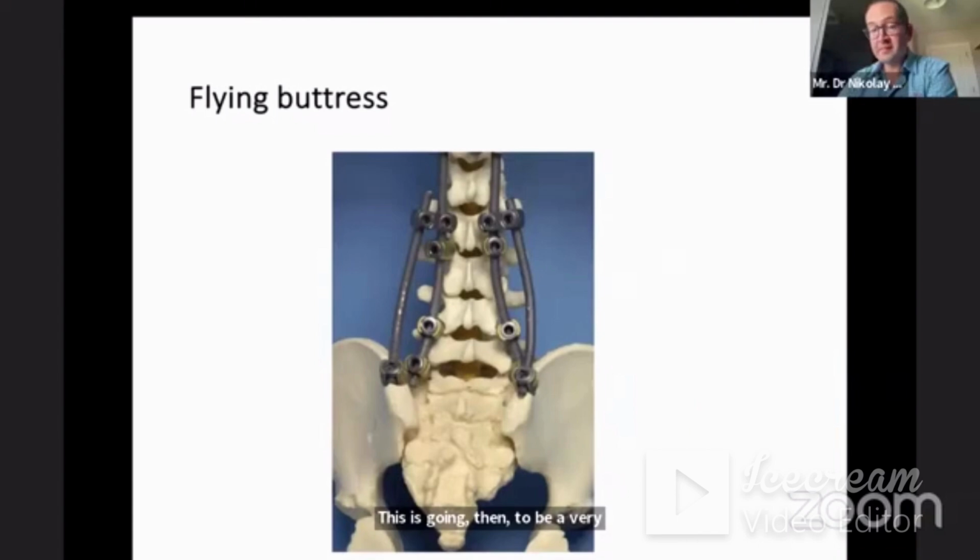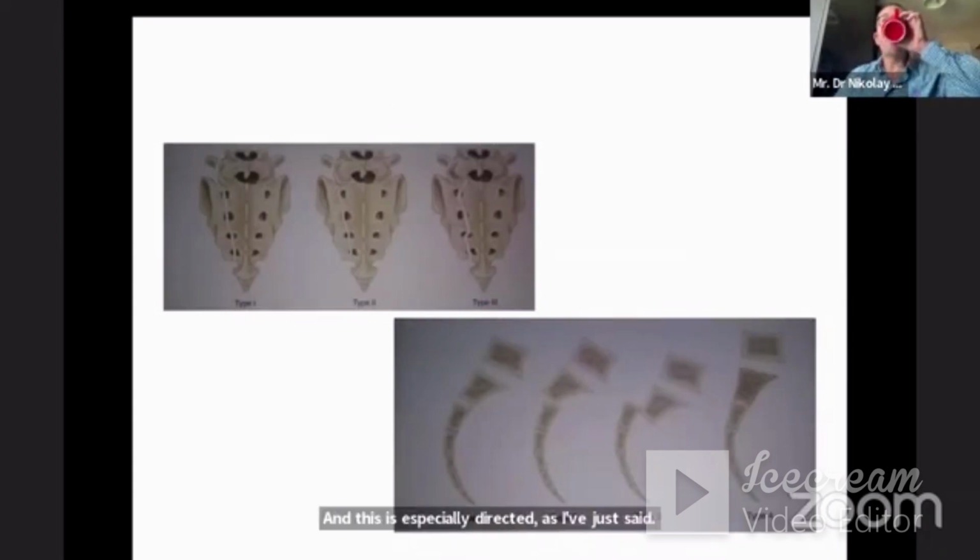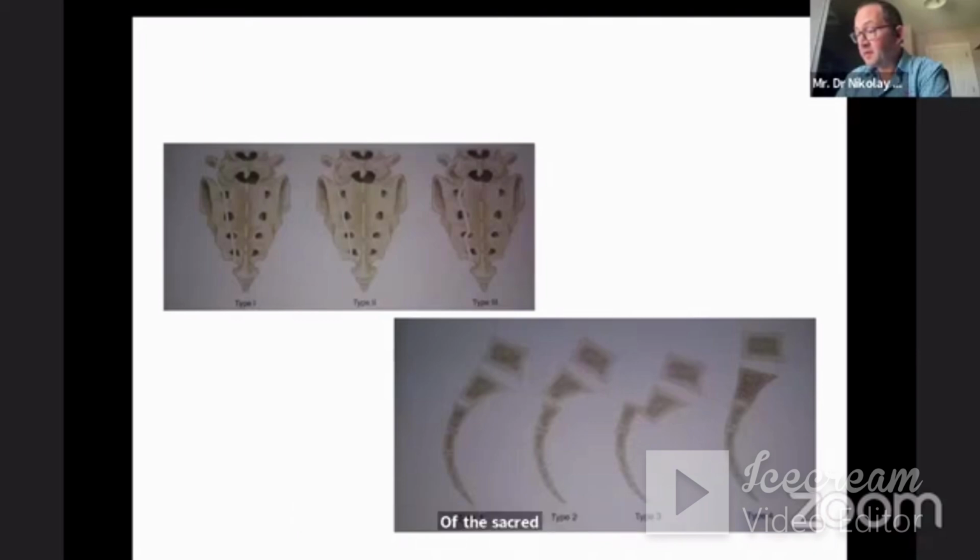This is another way of connecting the lumbar fixation to the iliac screws. And this is especially directed, as I've just said, to those fractures that cause lumbopelvic dissociation, especially if bilateral. And it's very effective also when there is displacement of the sacral fracture because of the configuration of the fracture that combines longitudinal fracture and a transverse flexure line.